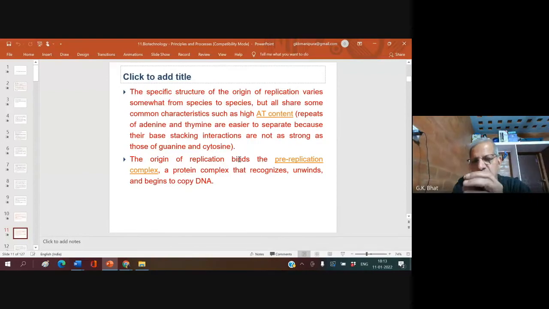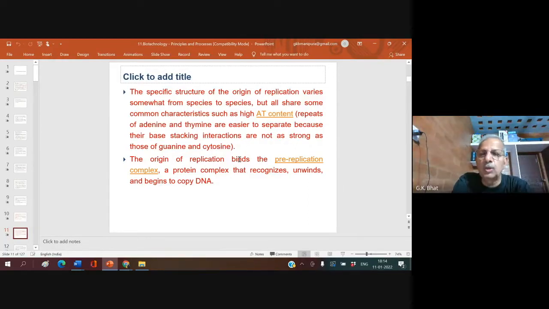The specific structure of the origin of replication varies somewhat from species to species, but all share some common characteristics, such as high AT content. What is that AT content? Adenine and thymine. Repeats of adenine thymine are easier to separate because their base stacking interactions are not as strong as guanine and cytosine. So what you should know: the origin of replication site, whatever you have seen, is with high AT content. That's all you remember.